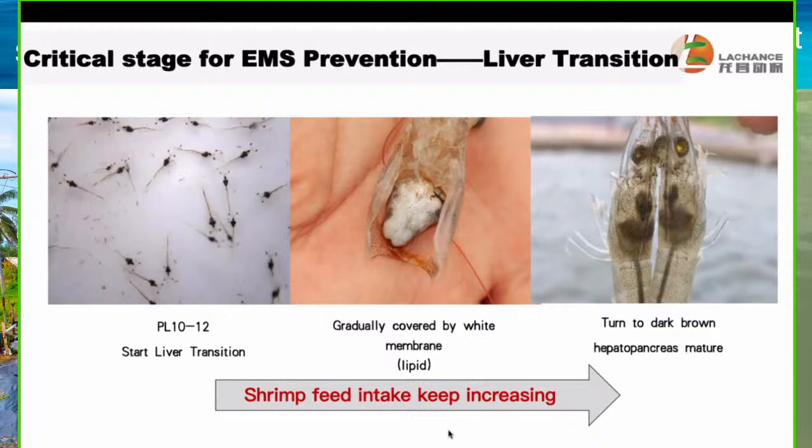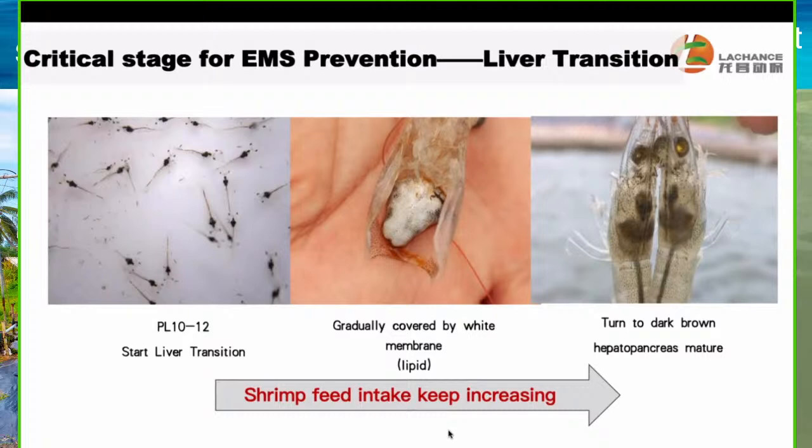Most of the time, we do the shrimp farming for 3 months, right? Maybe some farmers want to raise big shrimp, maybe longer. But for most shrimp farmers, we raise 3 months, right? So the first month is the critical stage for us to do a good prevention for the EMS. So let's check the hepatopancreas under the microscope.